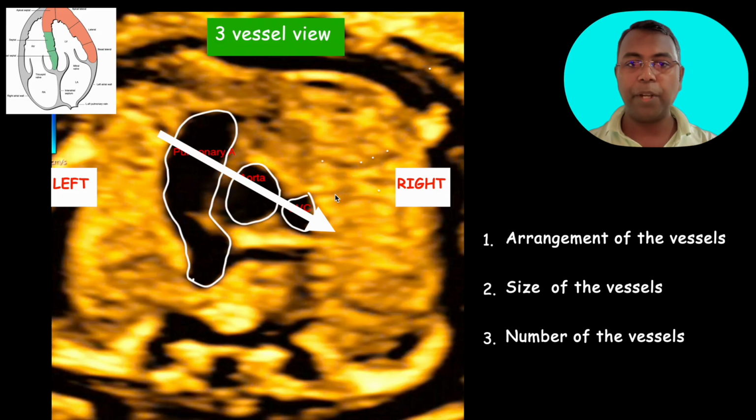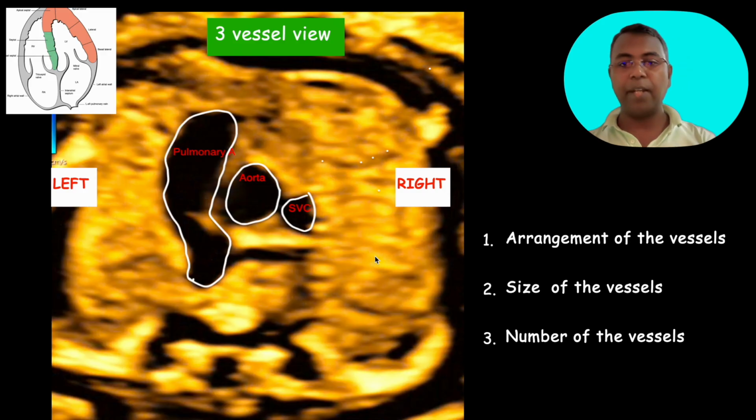Why is it important? Because in certain cases of transposition of great vessels, these three vessels can be seen, but the arrangement will be more transverse rather than this oblique fashion. That's why it is important that we look at the arrangement of the vessels. Second, we must look at the size of the vessels.